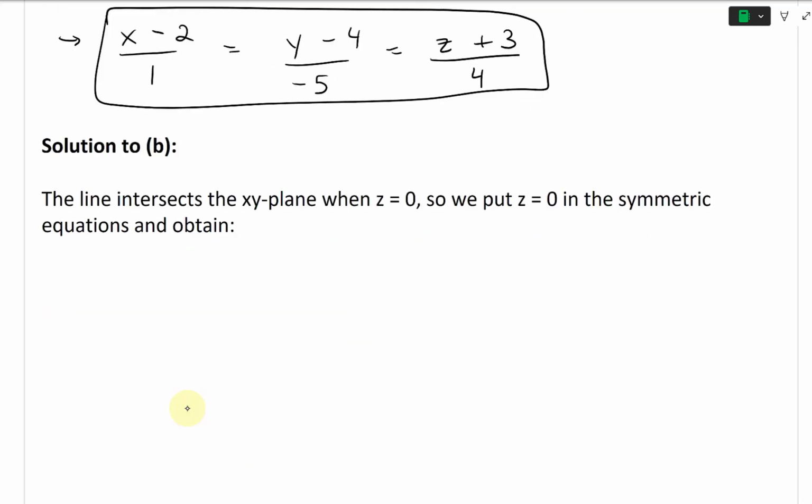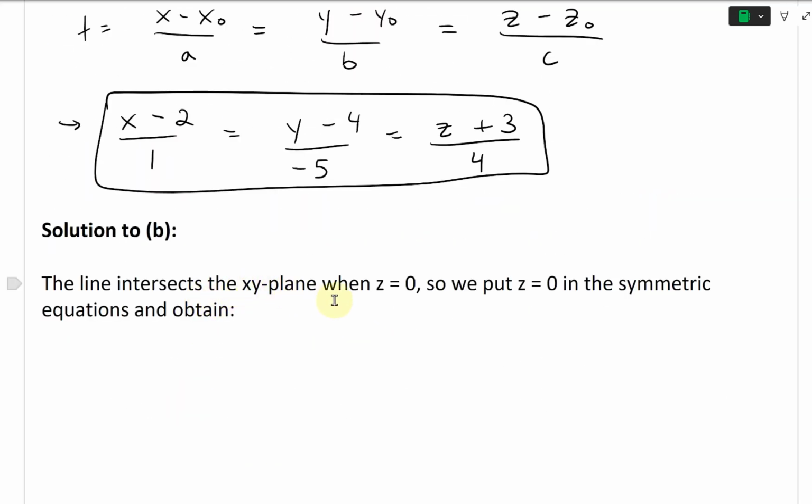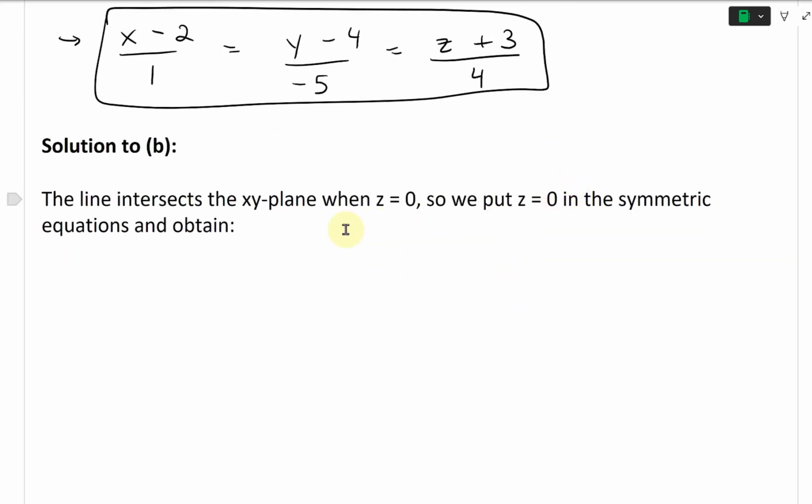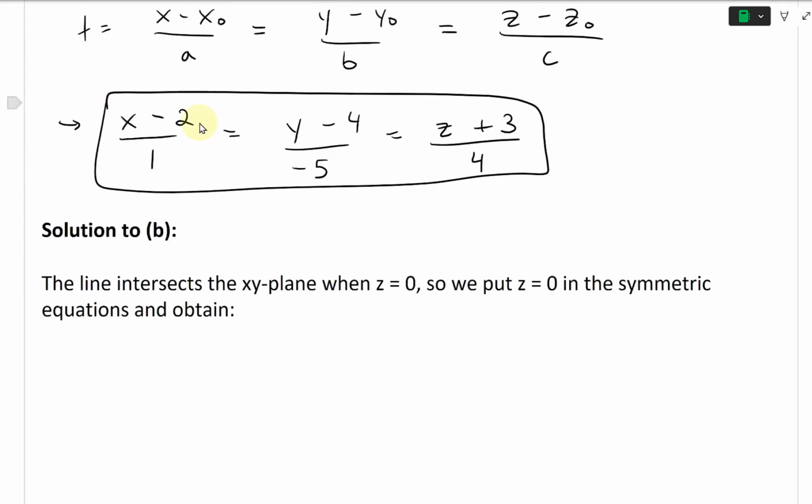So what we could do is solve that. The line intersects the xy plane when z is equal to 0. So we put z equals 0 in the symmetric equations and obtain x minus 2, divided by 1, equals y minus 4, divided by negative 5, which is equal to, well, z is 0.